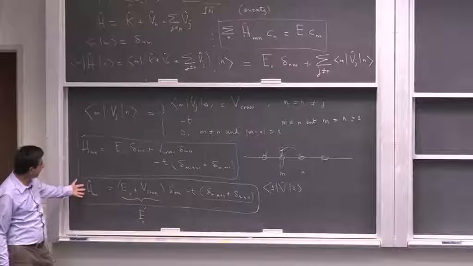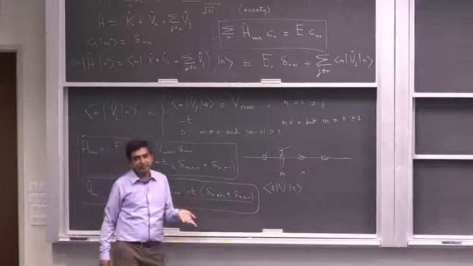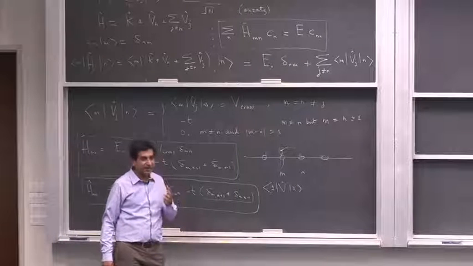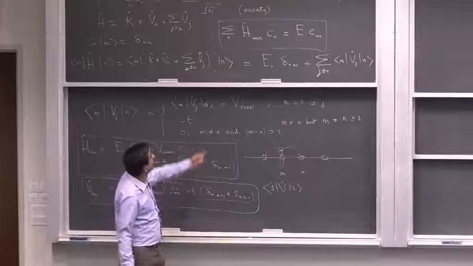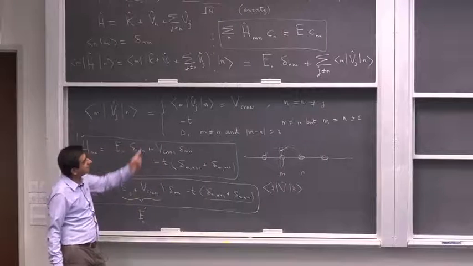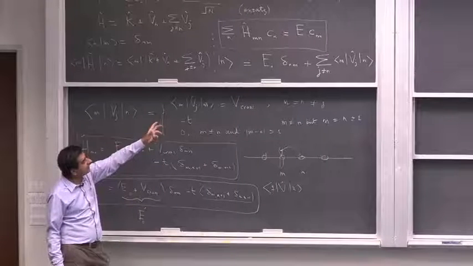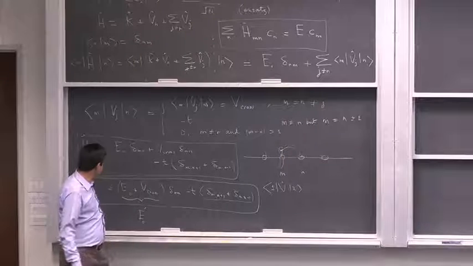So I found an element of the Hamiltonian. If I know the Hamiltonian, I can solve the Schrodinger equation, because I would like to find the dispersion relationship. So this is my Hamiltonian, and that's my Schrodinger equation. I will insert this matrix element into the Schrodinger equation and find the dispersion relationship. That's what I'm going to do now.